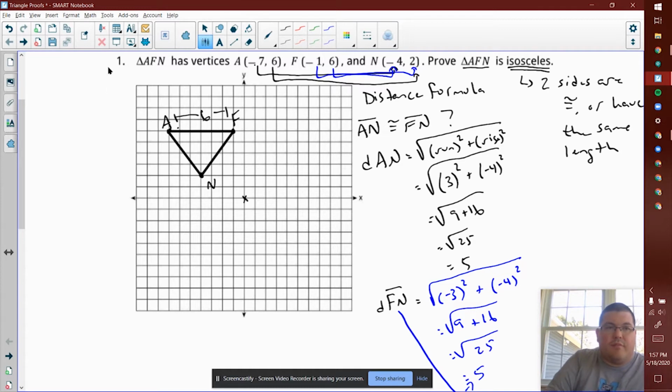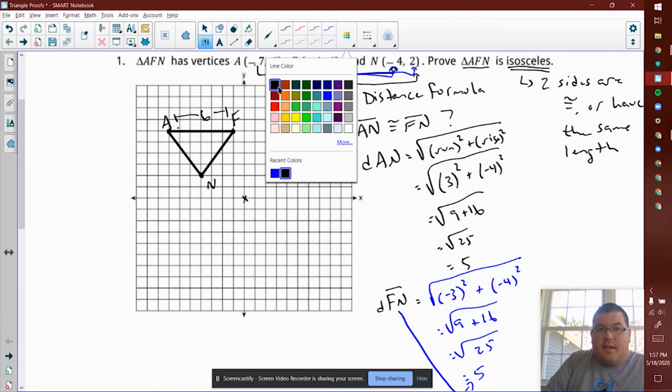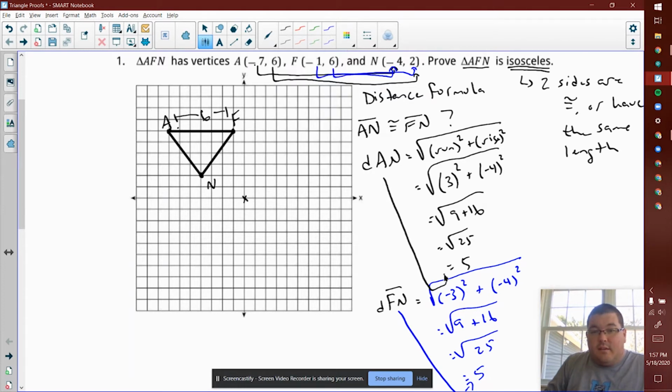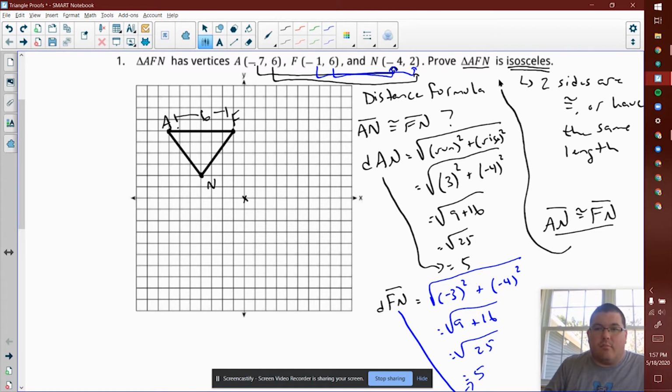is also 5. Since the distance of FN is 5 and the distance of AN is 5, we can now say we have proven that we have an isosceles triangle because we have verified through our algebra that AN is congruent to FN. And since this is true, we can now say we have proven that AFN is isosceles.